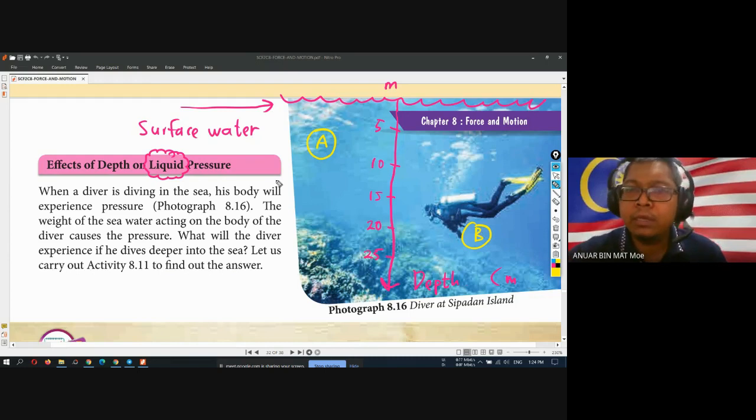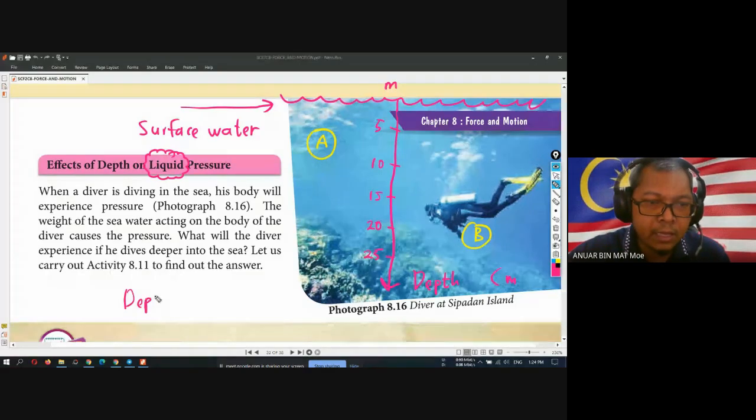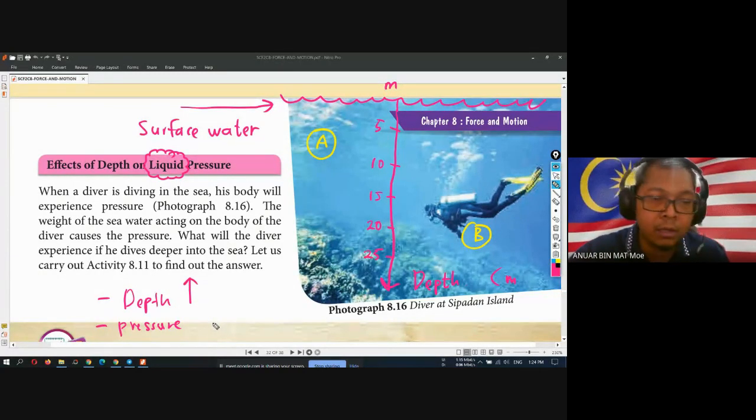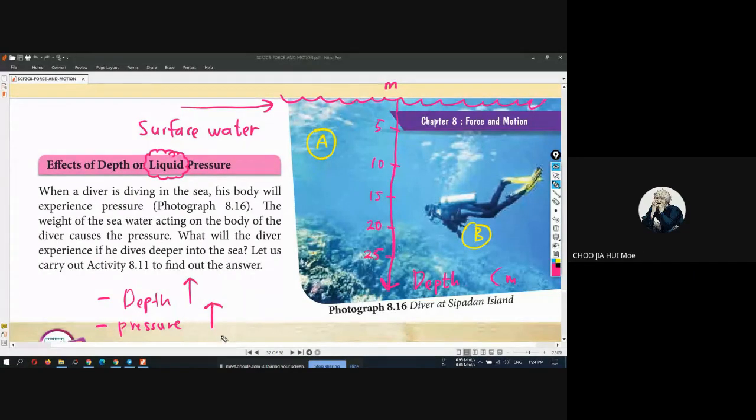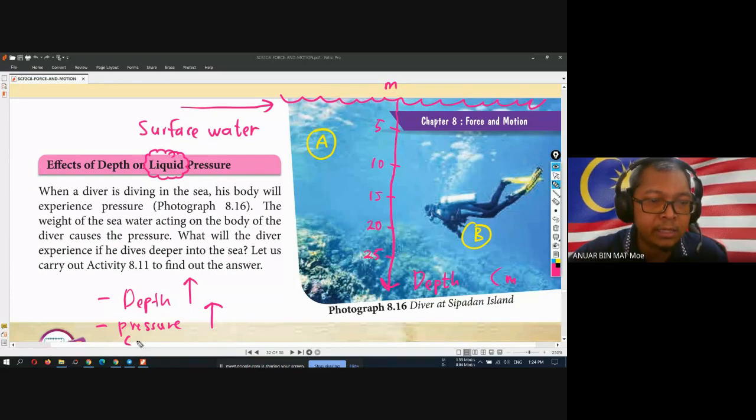As you go deeper into the liquid, the pressure of the liquid becomes higher. So you can say that if the depth increases, what happens to the pressure? The pressure also decreases or increases? Increase. Okay, the pressure also increases. But what type of pressure is this? This is the liquid pressure, inside the water.